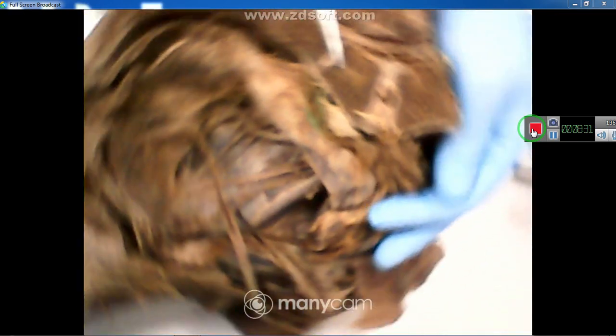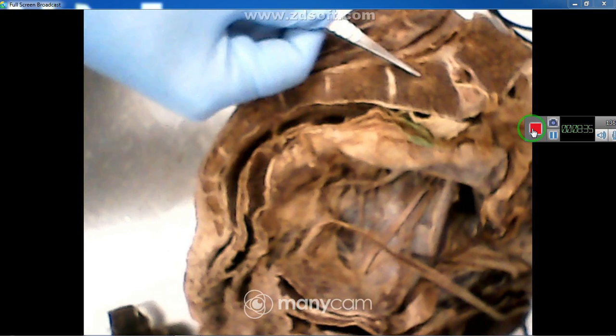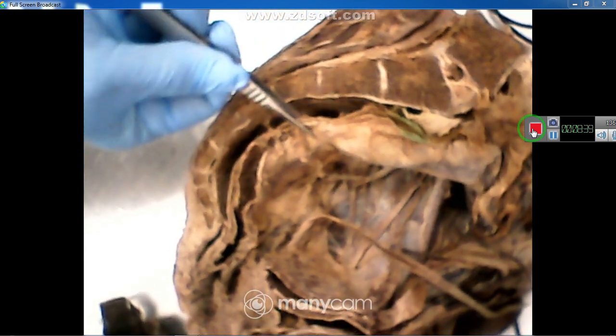Just look to the sacrum. This is S1. This is lumbar vertebra. This is S1, S2, S3. So this is the rectum. Below my forceps is the rectum, and above it, this is the sigmoid colon.